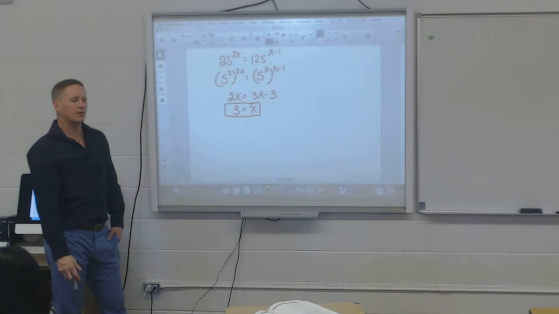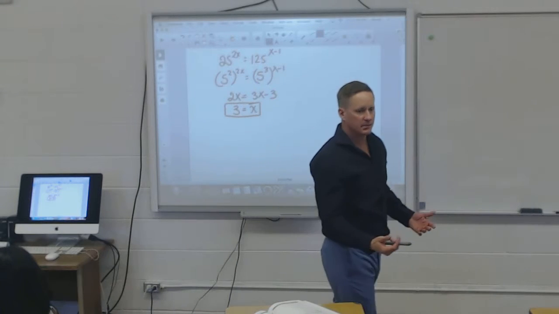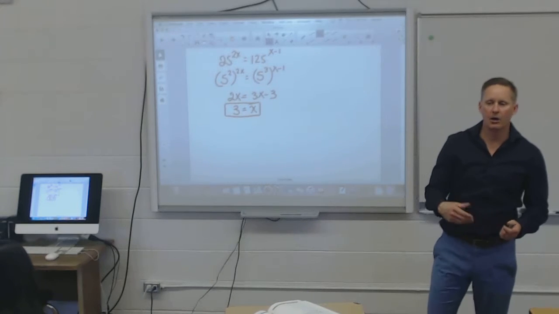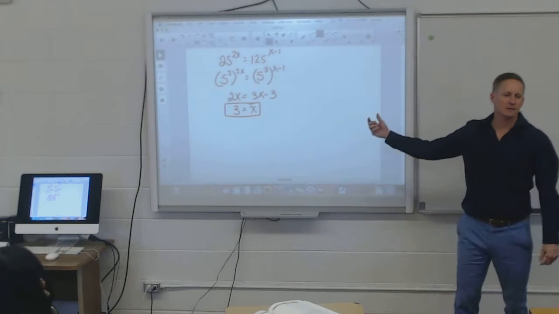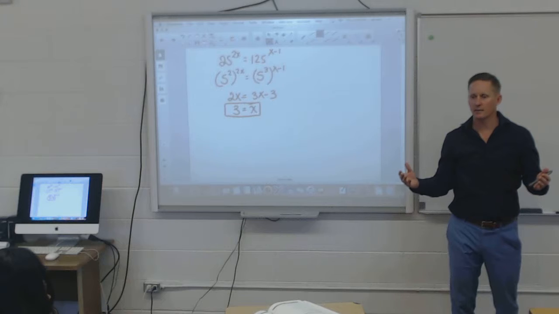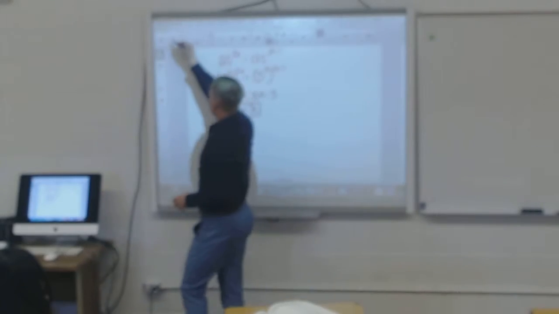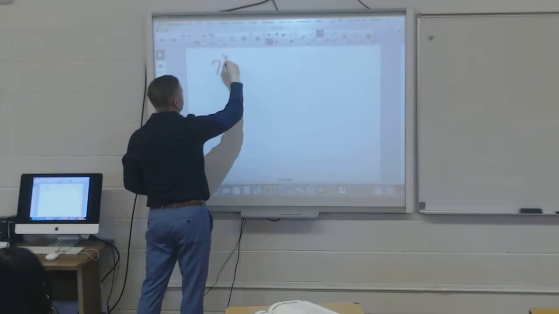So your first objective here is to see if you can get a common base. If you get a common base, once the bases are the same, then the exponents have to also be equal in order for the left side and the right side to equal, right? Okay? But what happens if I have this?